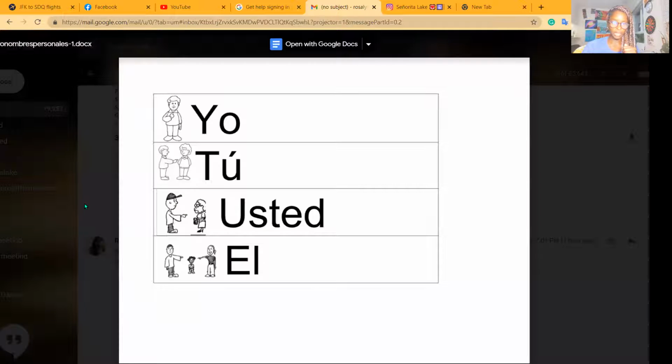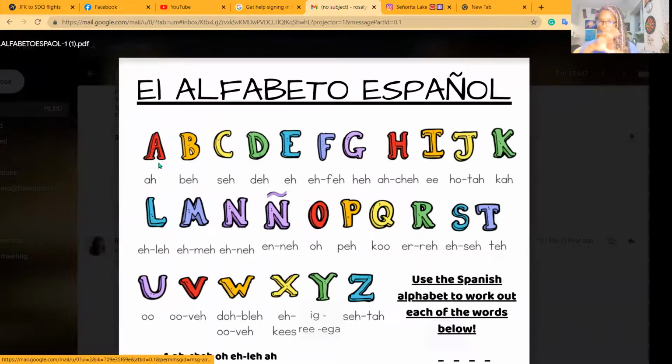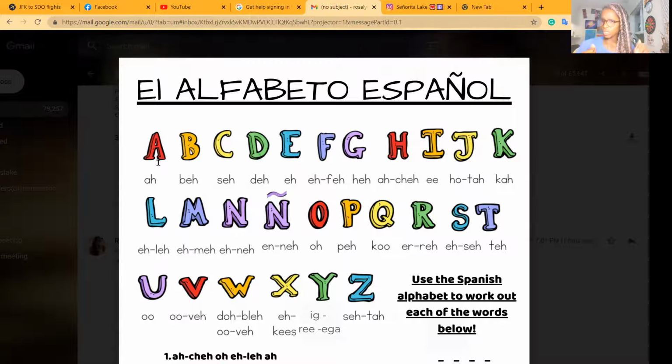el alfabeto. I always like to revisit, you know, so you guys can get the nice pace. So far you have learned el alfabeto y los pronombres. Let's go over el alfabeto one more time, just so we don't forget. Make sure you're pausing, so you are understanding and actually pronouncing and learning.